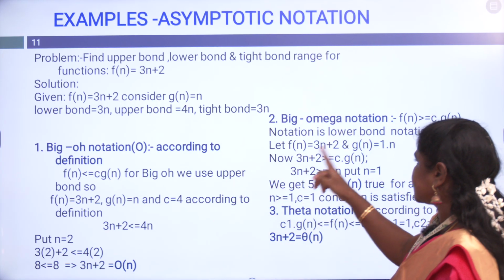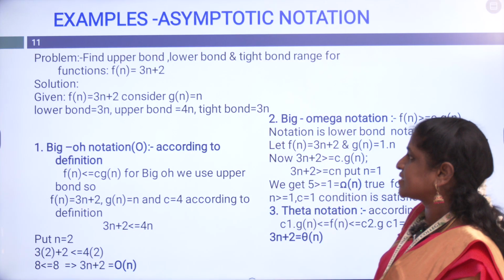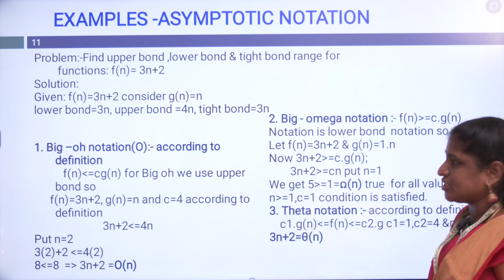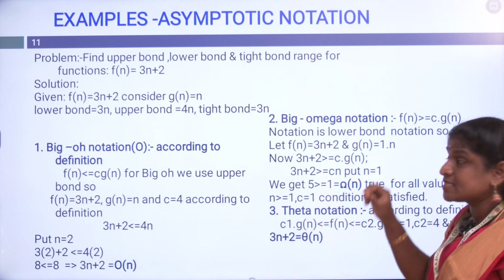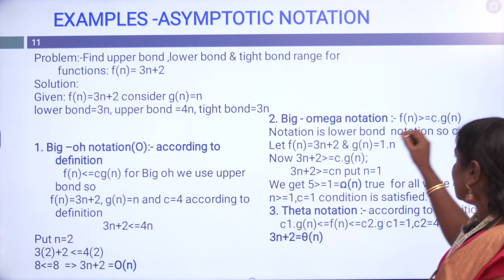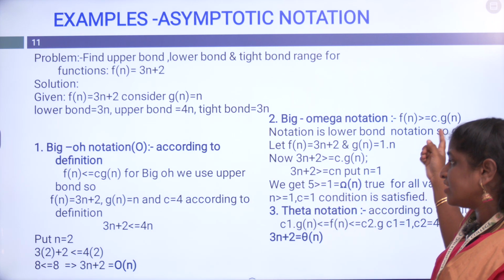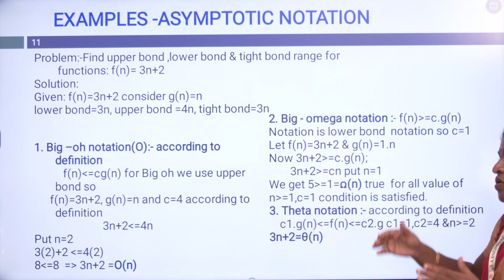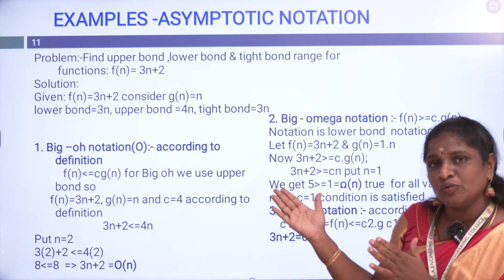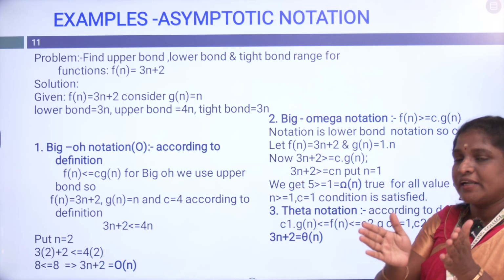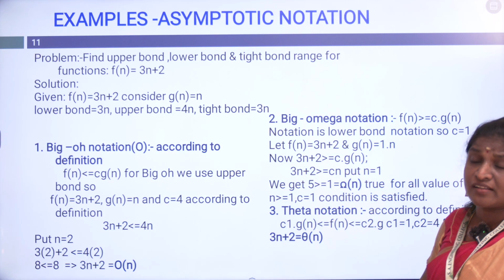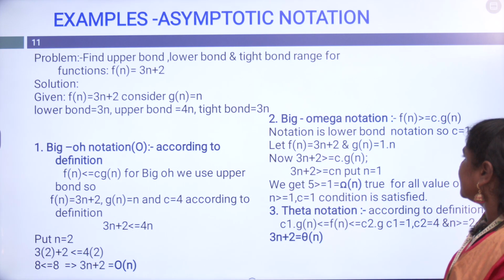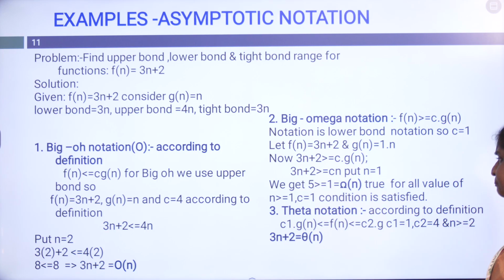Okay, so the next is the same time complexity, that is 3n plus 2. We are going to assign big omega notation when that notation is satisfied. We know already from the definition, f of n should be greater than or equal to c g of n. So here we are going to fix the c value that satisfies the condition f of n greater than or equal to c g of n, that is c is equal to 1.